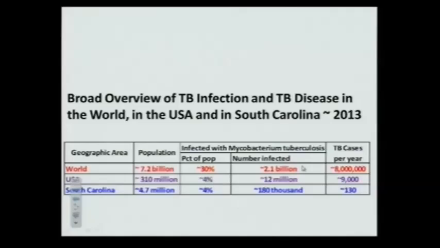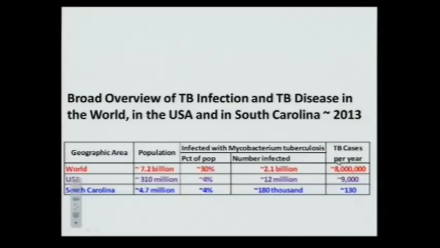Fortunately, and listen carefully, most people who are infected are not infectious. Most people who are infected are not sick. They are not cases of TB. They are not infectious. They are at no risk today of being sick. But in the future, their latent infection may progress to disease. So tuberculosis is a complicated disease. We have 2 billion infected, but only about 8 million cases per year. Out of those 8 million, we have about 1 million deaths.